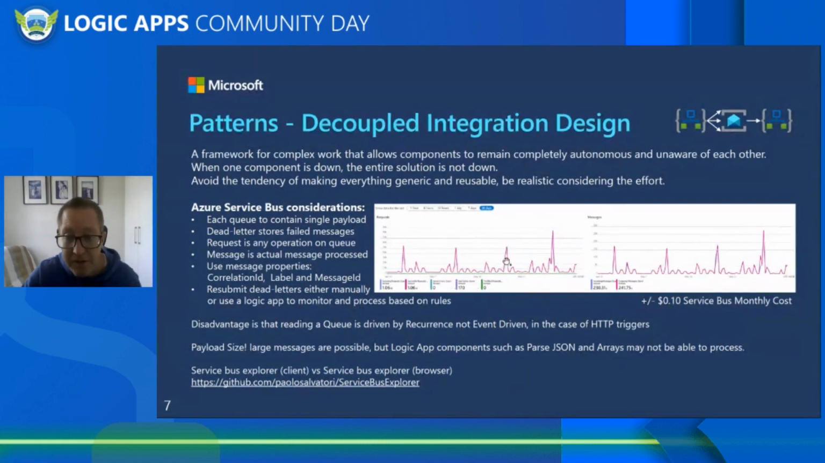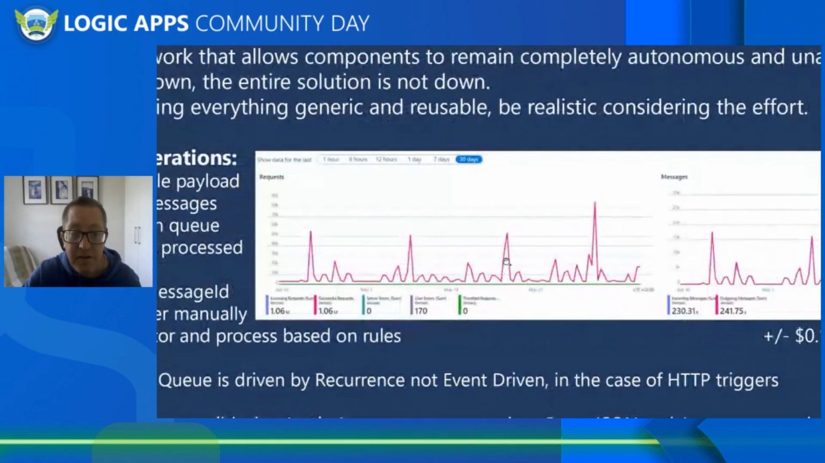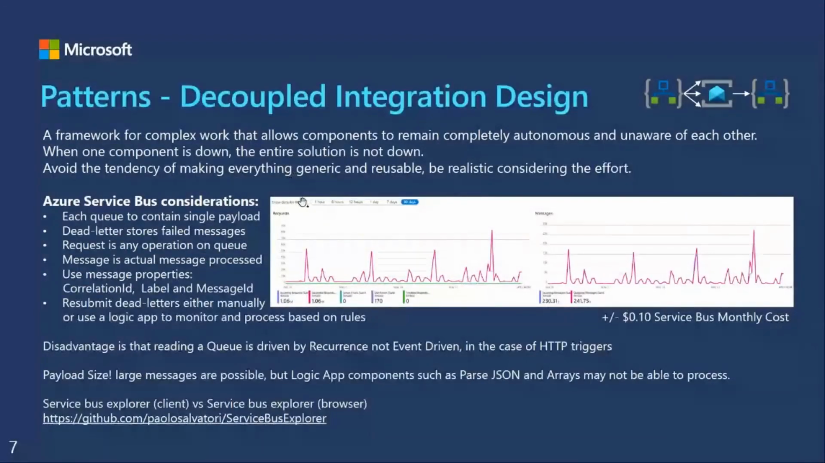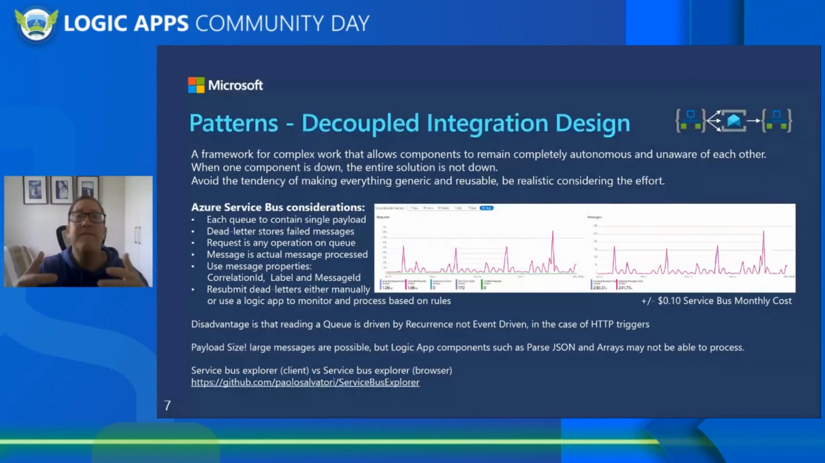Just to have a look here, for example, the system that I've been talking about: in 30 days, we're talking about 1 million requests and about 230,000 messages. What's the difference between requests and messages? Well, requests are any actions on the queue message. Messages are actually when you have processed the message and it's been completed. How much does this cost us at the end of the day? As crazy as it sounds, 10 cents. Yeah, 10 cents on the consumption model.